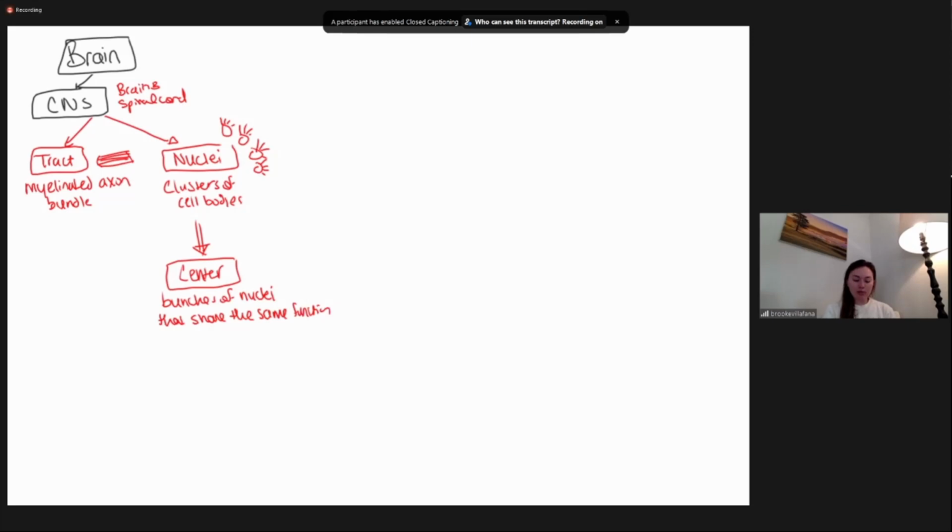So for example, you might have a center for vision. There's a center in your brain for vision. You might have a center in your brain for smell, and there are more, right, etc. And then when multiple tracts get together, we call that a funiculus. A funiculus is a large tract.